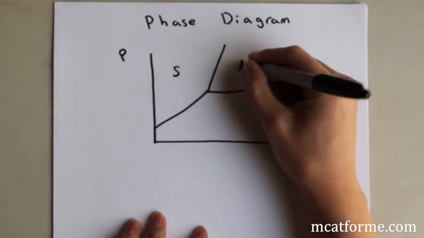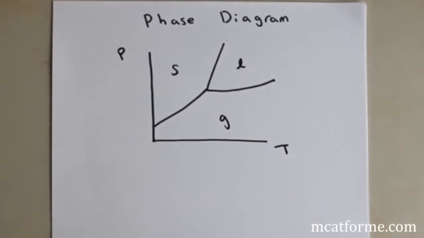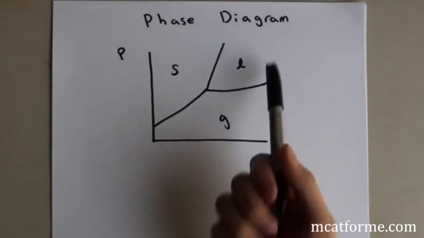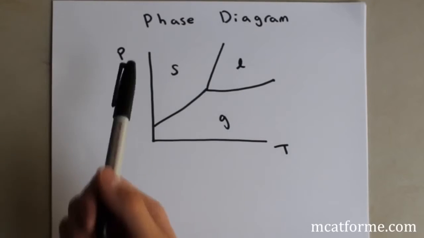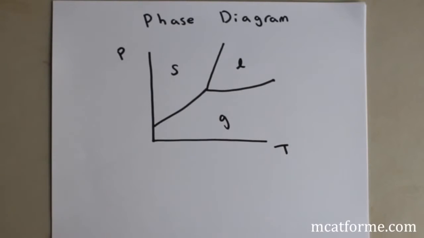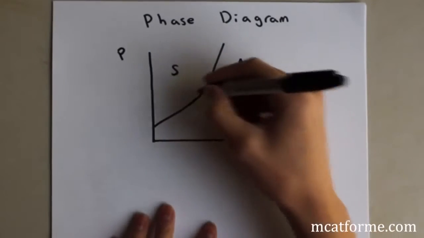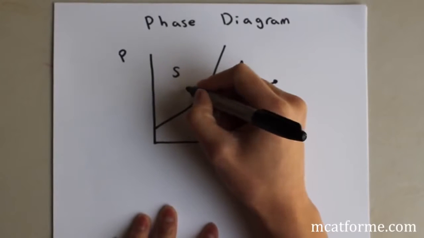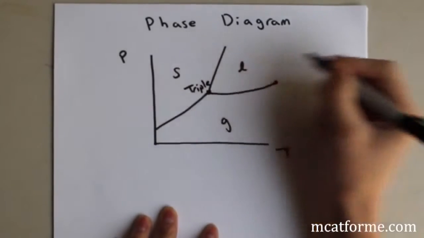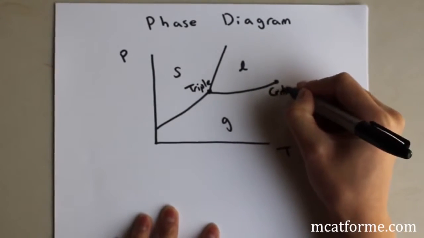So what it is showing is that there are three different phases: a solid, a liquid, and a gas. Depending on whether you change the temperature or the pressure, how will that change the phases? Pretty basic stuff, but there are two things we need to keep track of. There are two points right here: one right here is called the triple point, and this one is called the critical point.